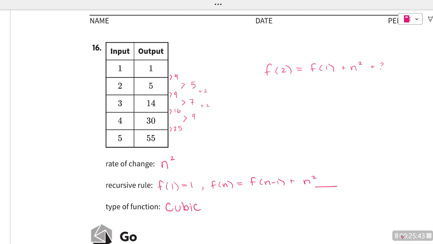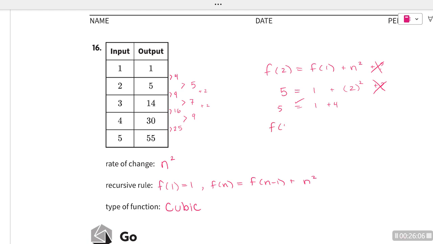So f of 2 we know is 5. f of 1 is 1. 2 squared is 4. Well, 1 plus 4, that already gives us our 5. We don't actually have to add anything onto our rate of change. It is all set as just an n squared. So we are good. And if you want to test another one, go ahead.